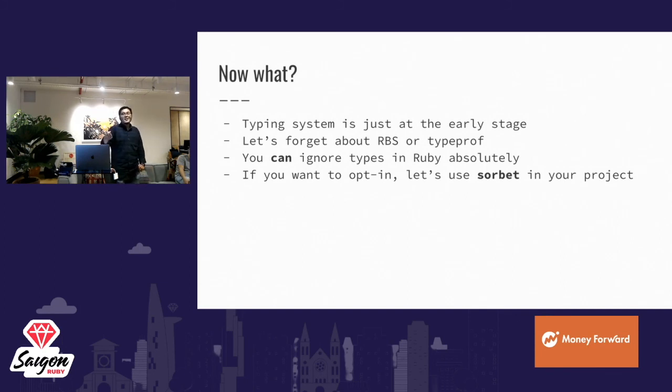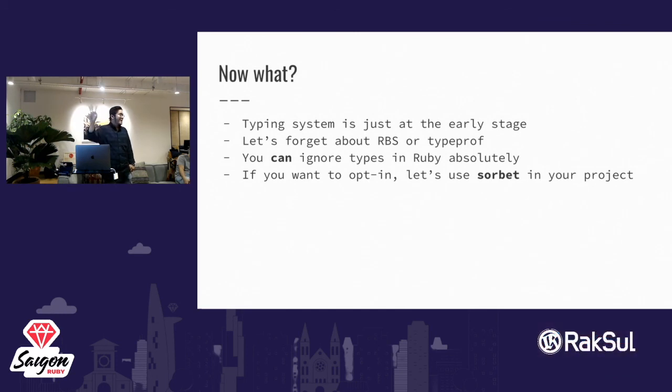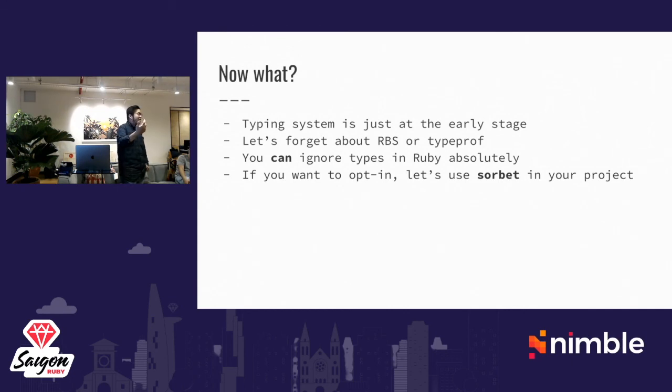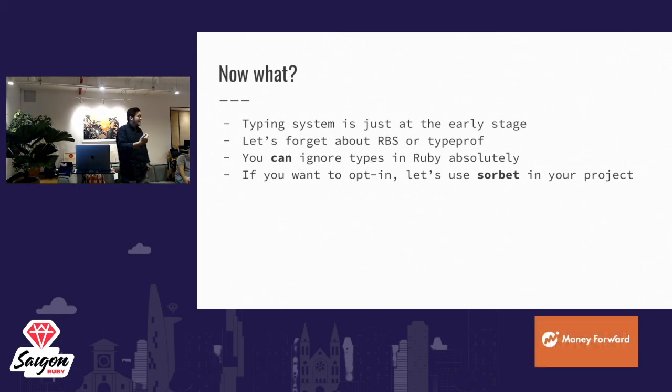And second, you can forget about RBS and type work. Just forget everything I said. You just need to know that they are not important to you, and you can even ignore the whole typing system in Ruby. They are optional. You can opt in anytime. But if you don't, it's okay. Ruby is still a dynamic language. You can just use it like before. And if you really want to opt in, let's use Sorbet.